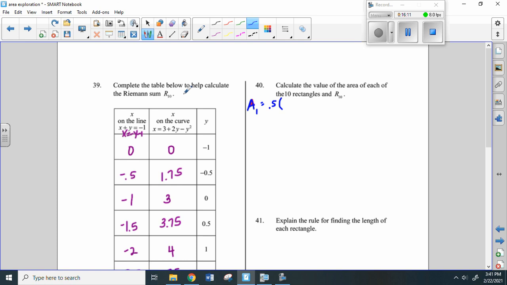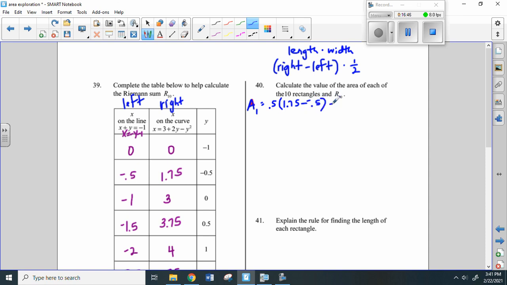And you always want to do right minus left. So you've got length times width, but when you do length, you want to do right minus left. And then your width for this particular problem is going to be 1/2 the entire time. And so when I do right minus left, I'm going to take the 1.75 and I'm going to subtract the -0.5.